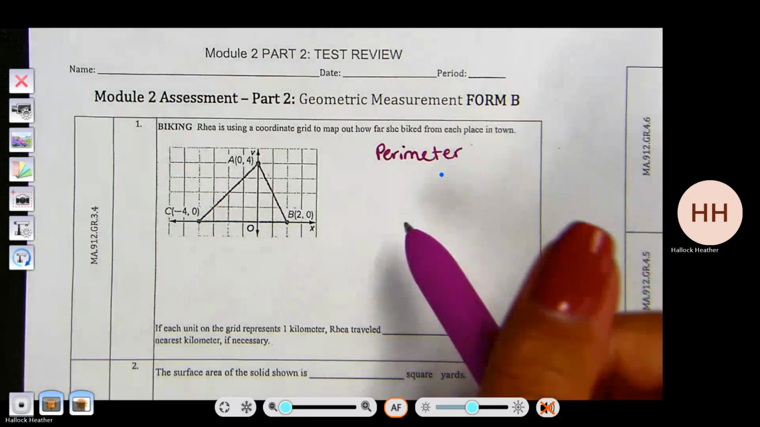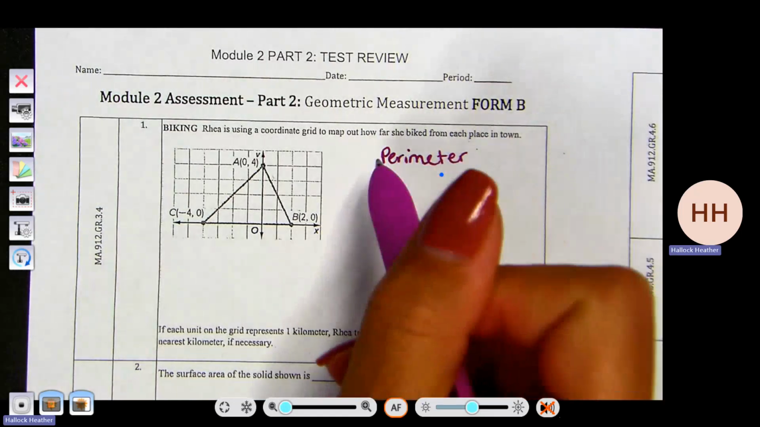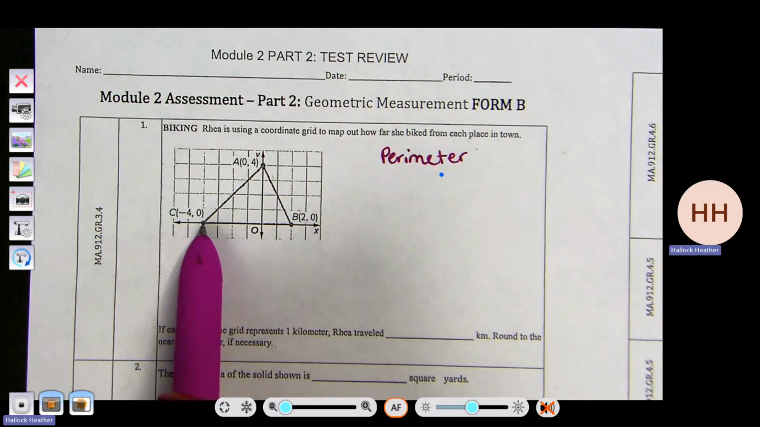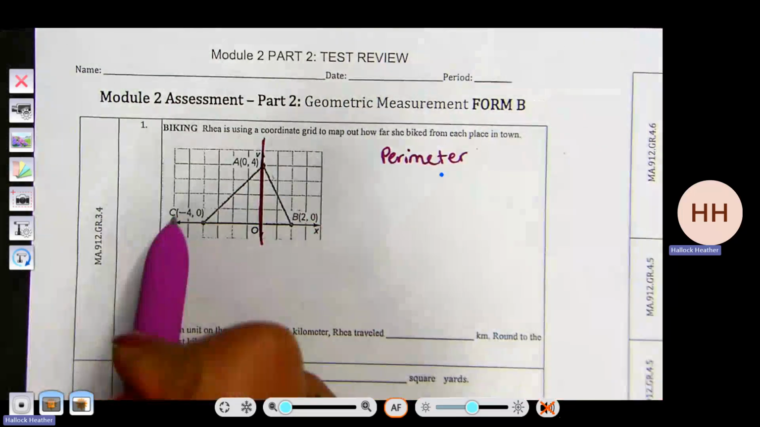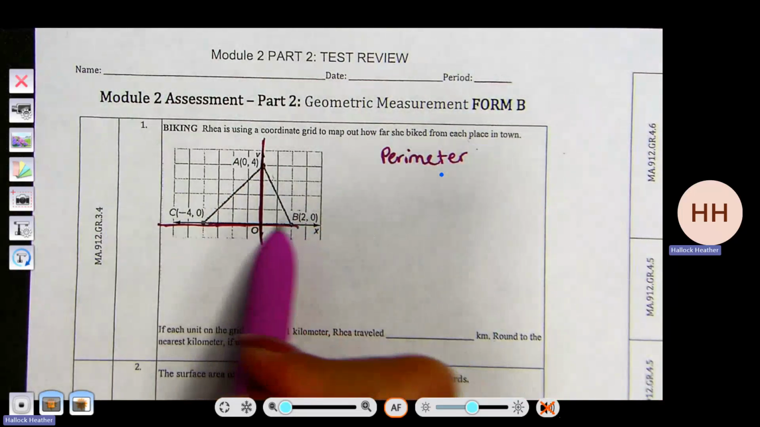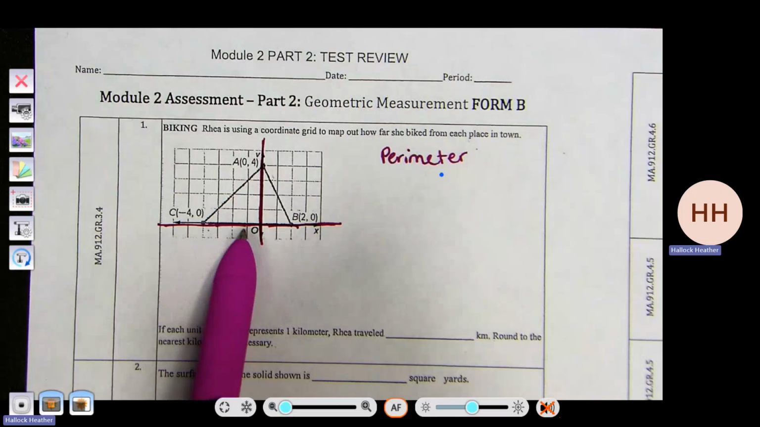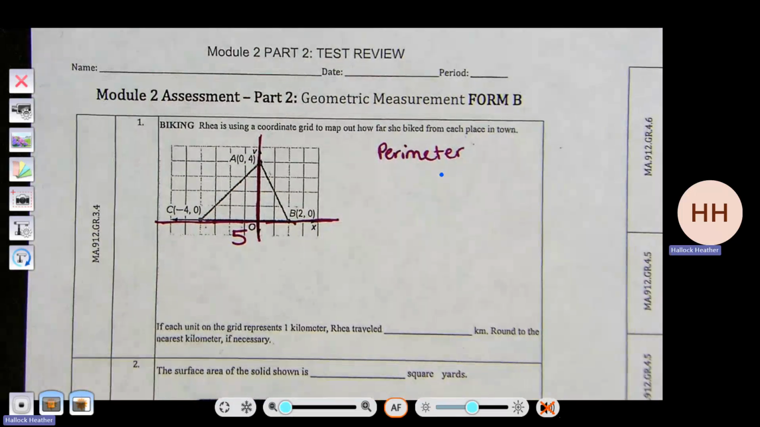Okay. So for perimeter, we got to add up all the sides. So first we got to find the distance of the sides. So the bottom, we can literally just count. It's kind of hard to see, but this is your y-axis. This is your x-axis. So if I count the distance of the base, that's 1, 2, 3, 4, 5. So the bottom is 5. Now I need to find the sides.